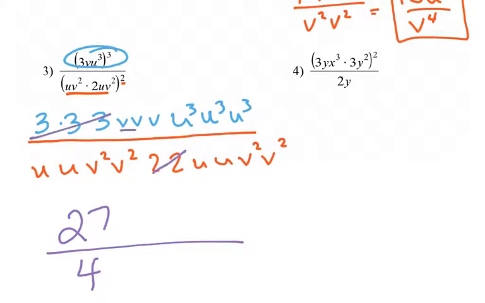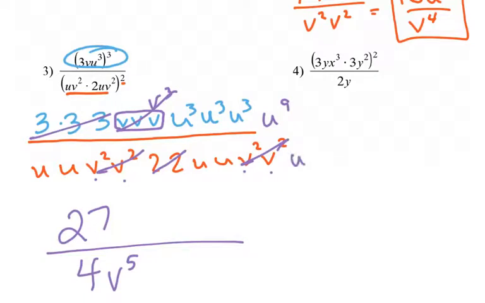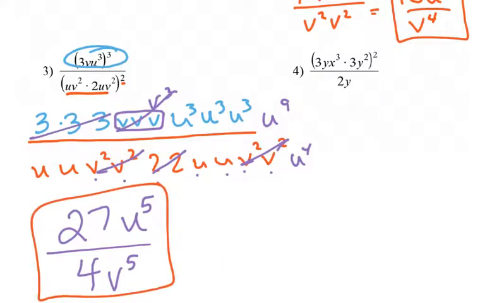Now on the top I've got v to the third, and on the bottom I've got v to the 1, 2, 3, 4, 5, 6, 7, 8. So how many extra v's do I have on the bottom? If I've got v to the third here and v to the 8th down there, I've got 5 extras on the bottom. So all the v's have been taken care of now. For the u's, that's u to the 9th over u to the 1, 2, 3, 4. So where do I have extra u's? I have extras on the top, and I have 5. That's going to be my final answer for that problem.